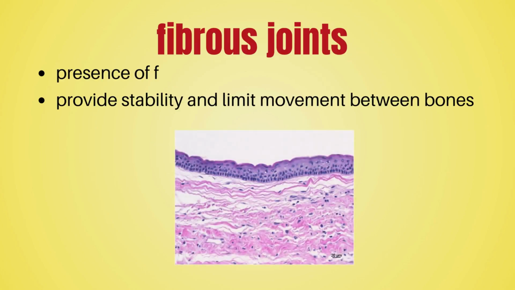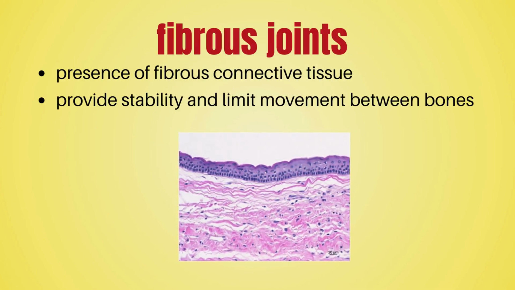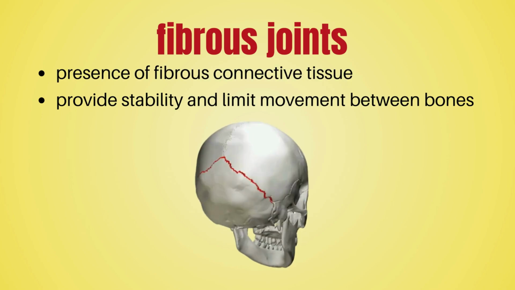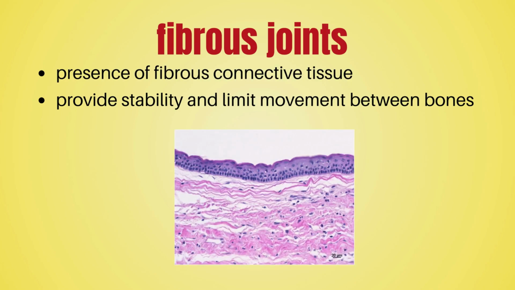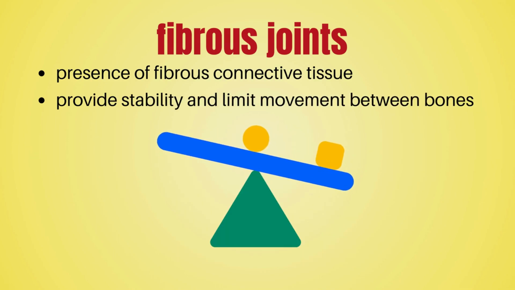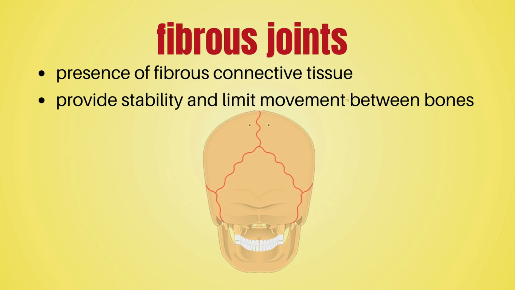Fibrous joints are formed by the presence of fibrous connective tissue between adjacent bones. This tissue is dense, strong, and composed primarily of collagen fibers. Fibrous joints provide stability and limit movement between bones, acting as rigid connections.